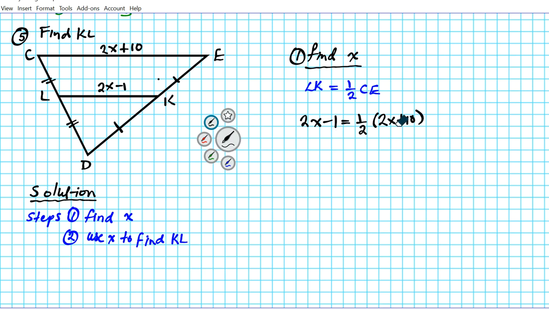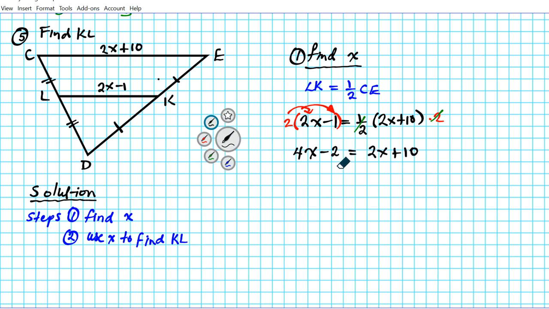All right, so don't forget what we're doing. This is just part one. We're solving for x. Let's get rid of this fraction. Multiply both sides by 2. On the left side, we're going to distribute this 2 across these two terms, and that's going to yield 4x minus 2. And on the right side, you notice that the 1/2 and 2 cancel out, is equal to 2x plus 10.